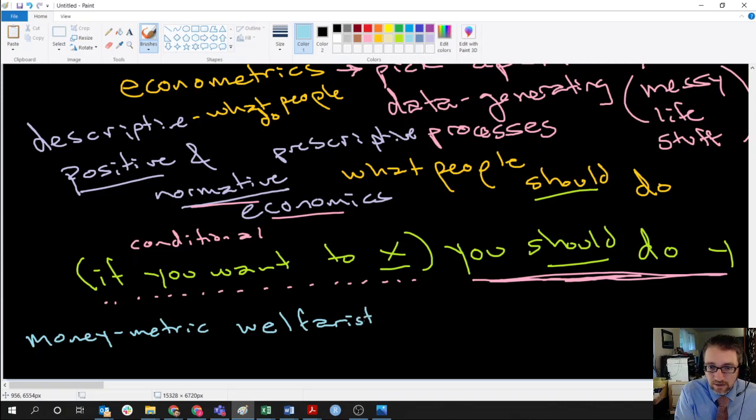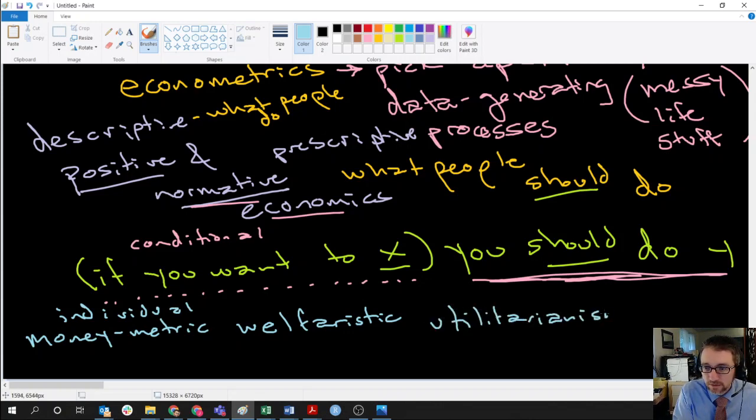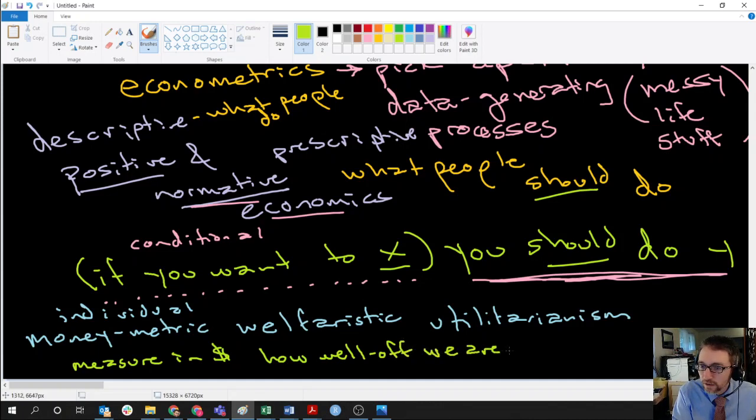welfaristic, individual, money metric, welfaristic utilitarianism. So that's a big bunch of words, but in short, what it means is, if you want to know how good society is, you measure in dollars how well off everyone is, then add them up. And that has a lot of problems.